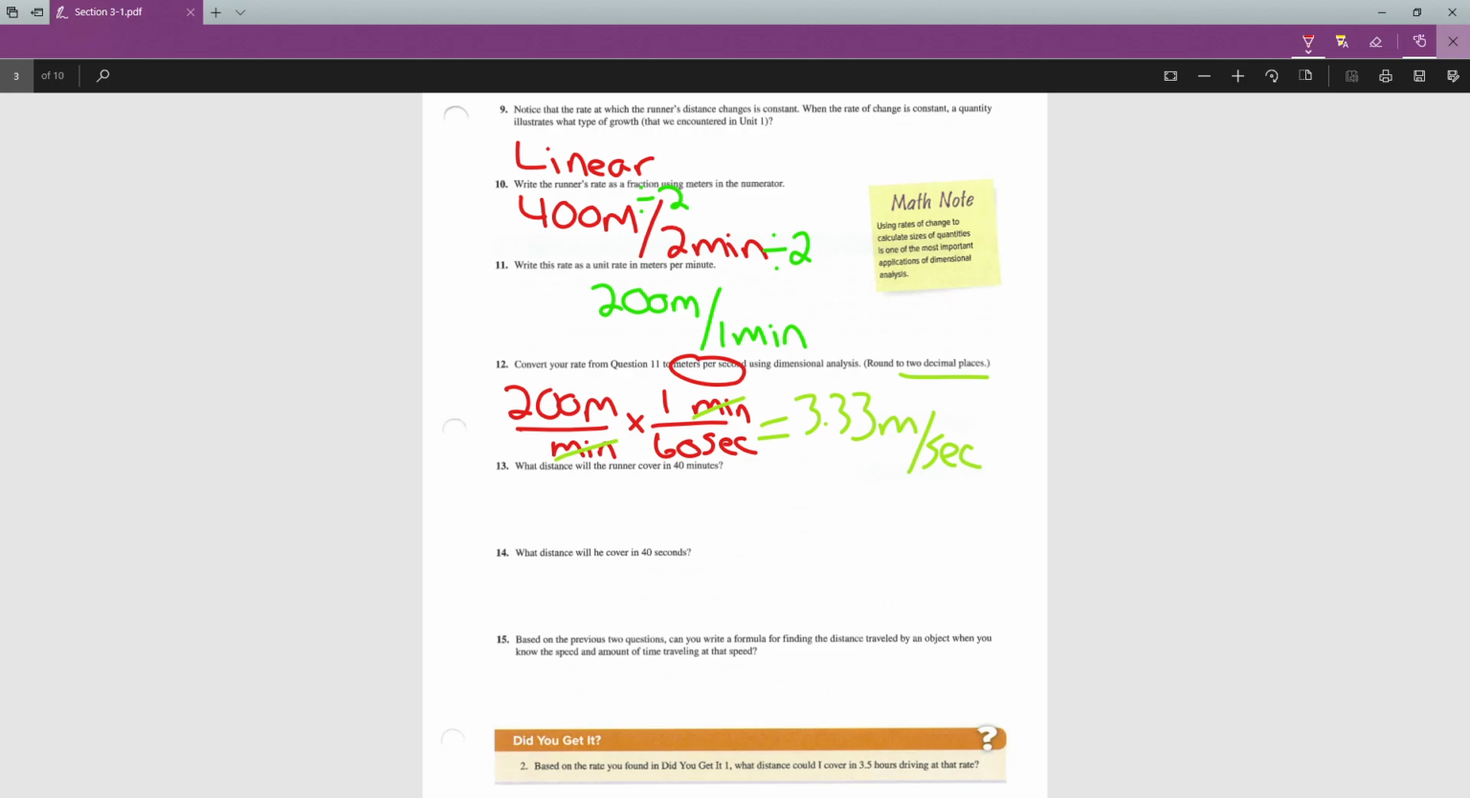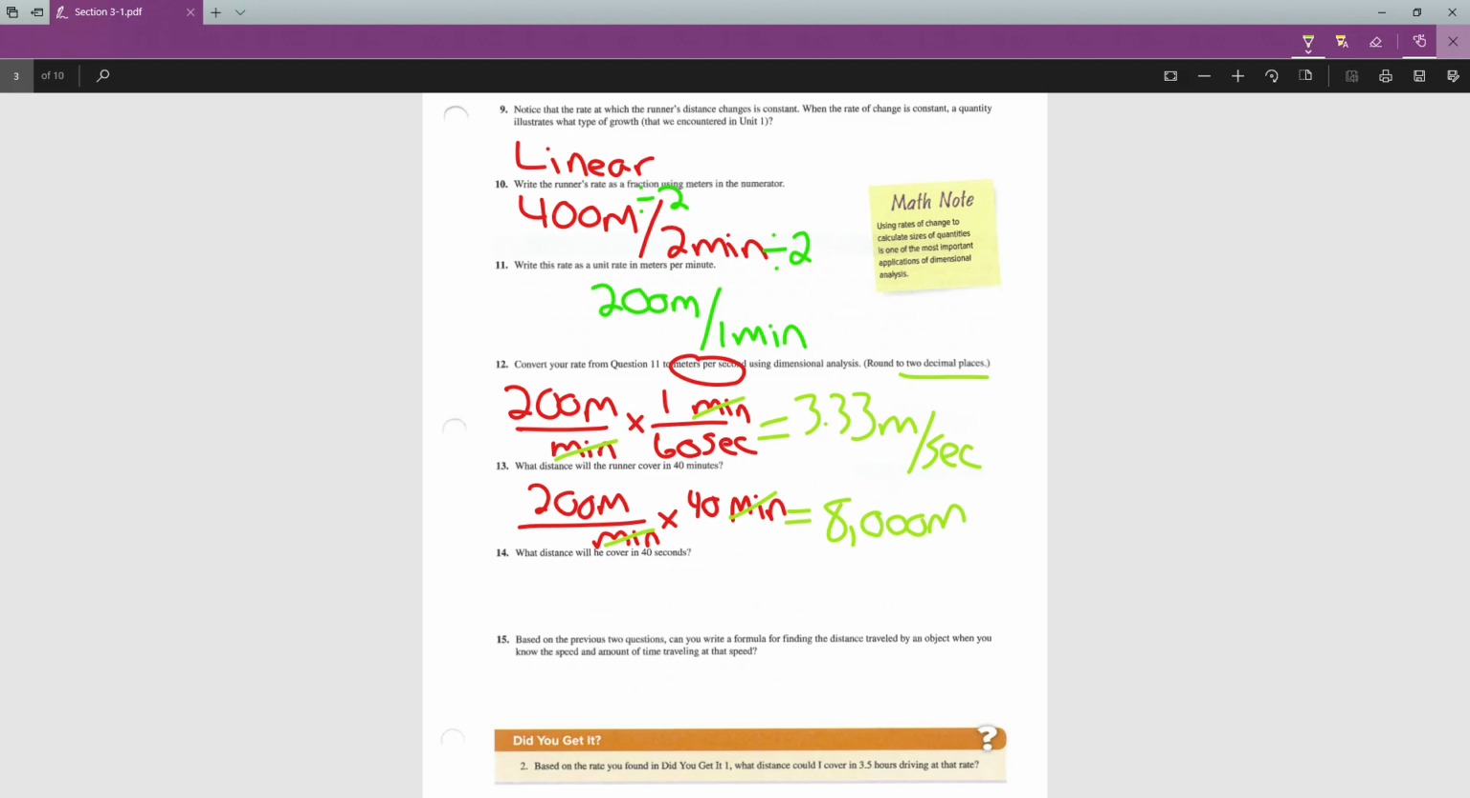Using this information, they ask us, what distance will the runner cover in 40 minutes? Well, we're back to the original one. We're back to 200 meters per minute. How many minutes is my runner running for? 40 minutes. You'll notice, just like in our dimensional analysis problem, my minutes will cross off. I'll be left with just meters. And the answer is that the runner will run 8,000 meters.